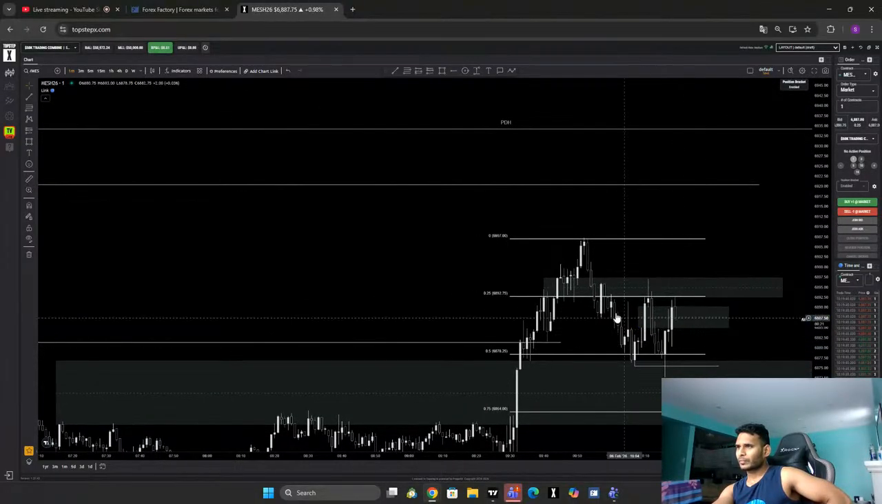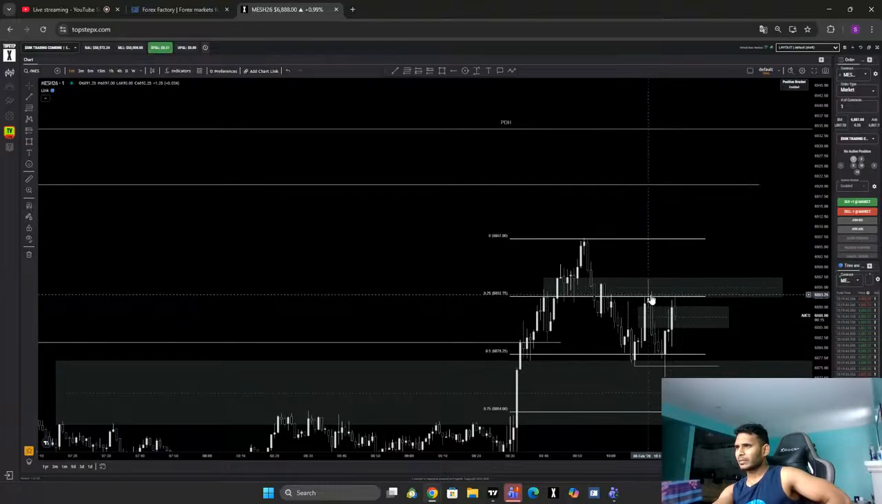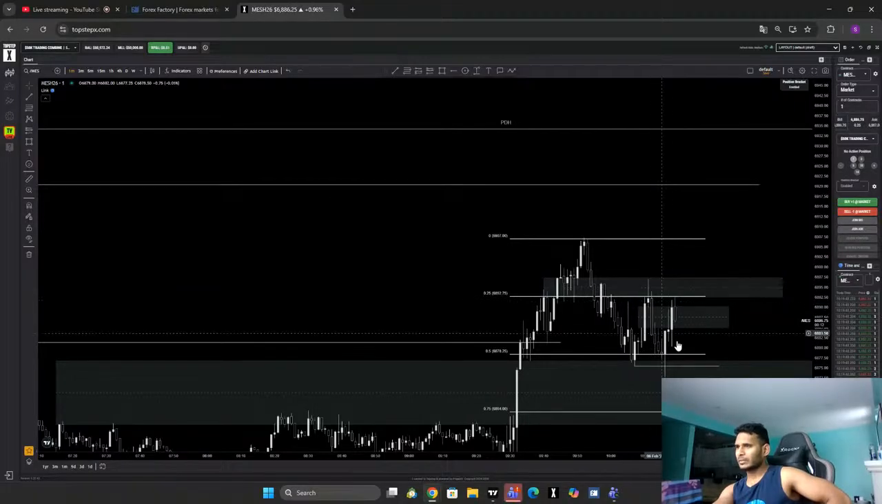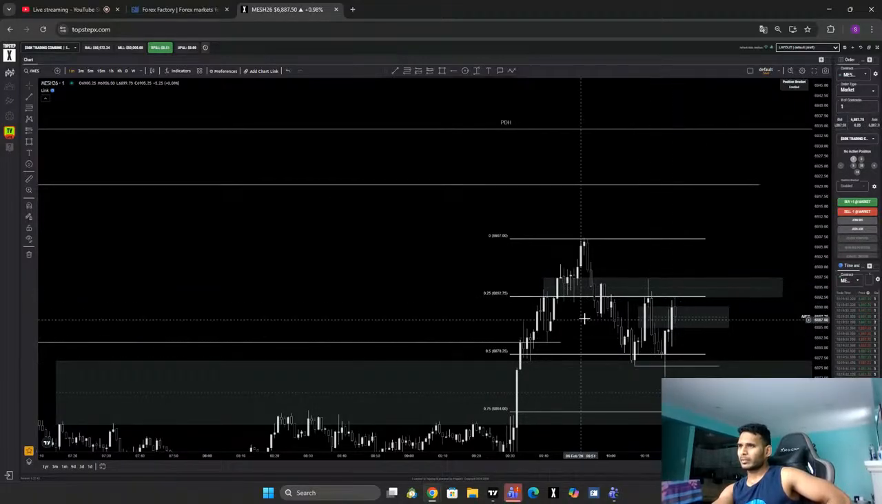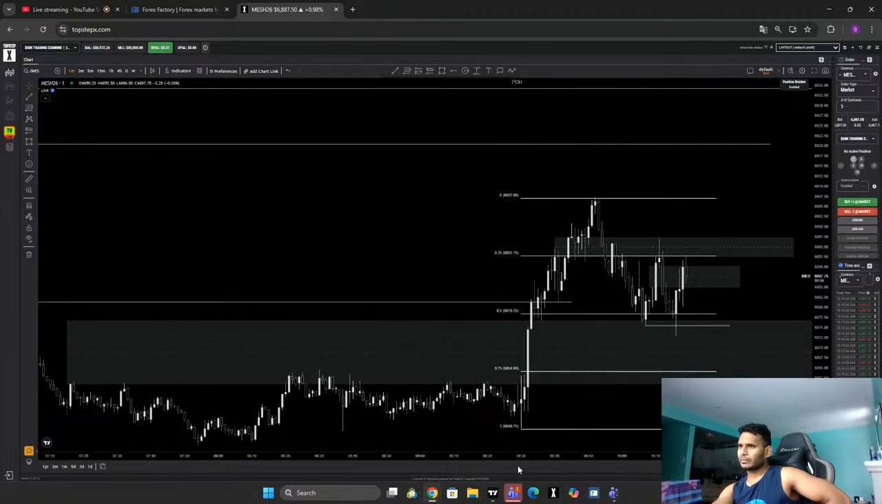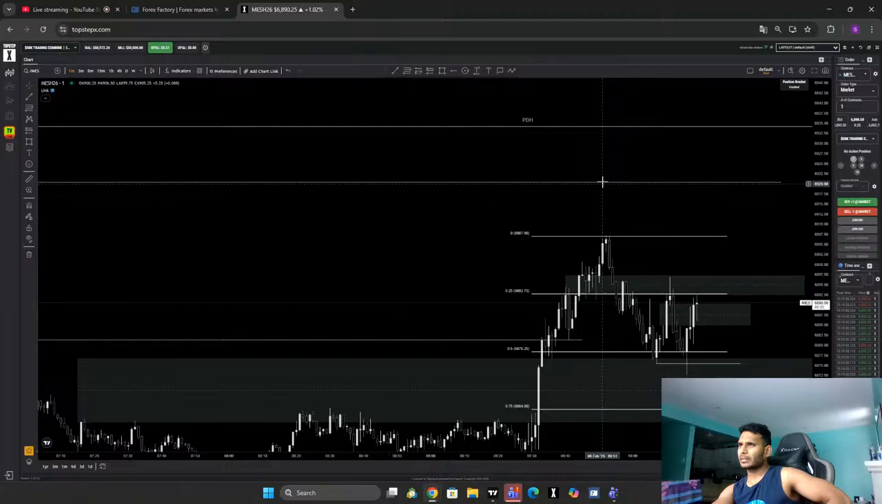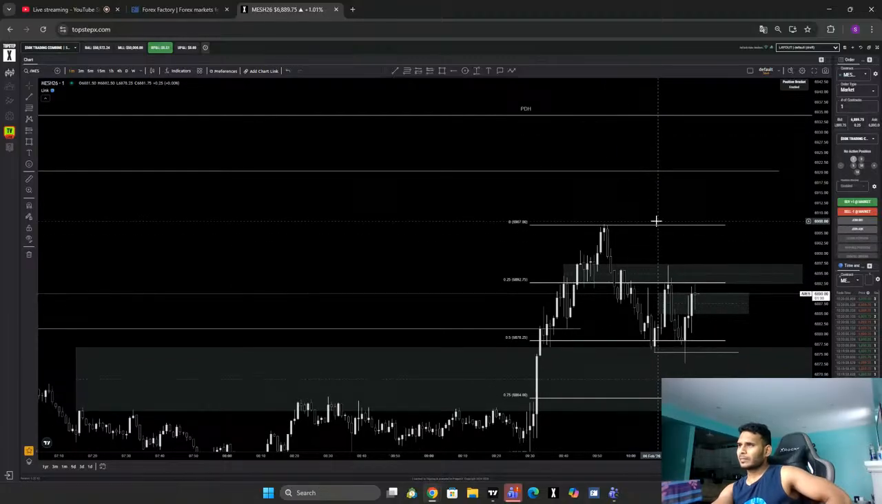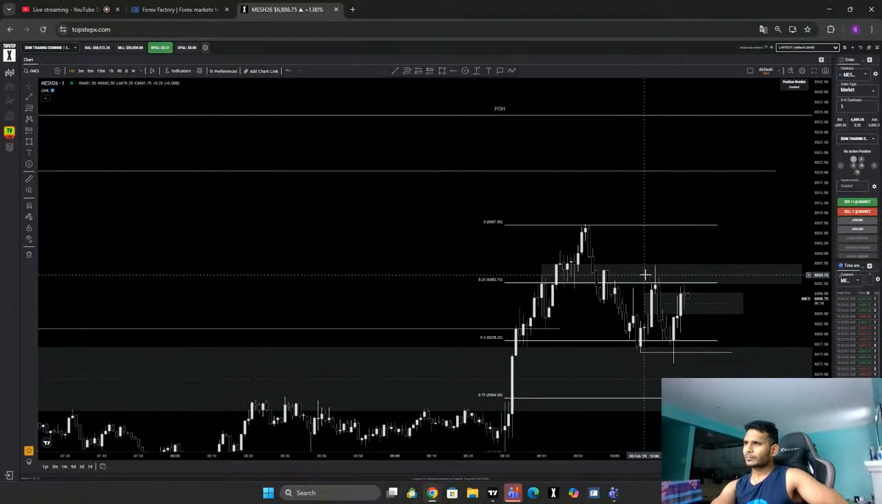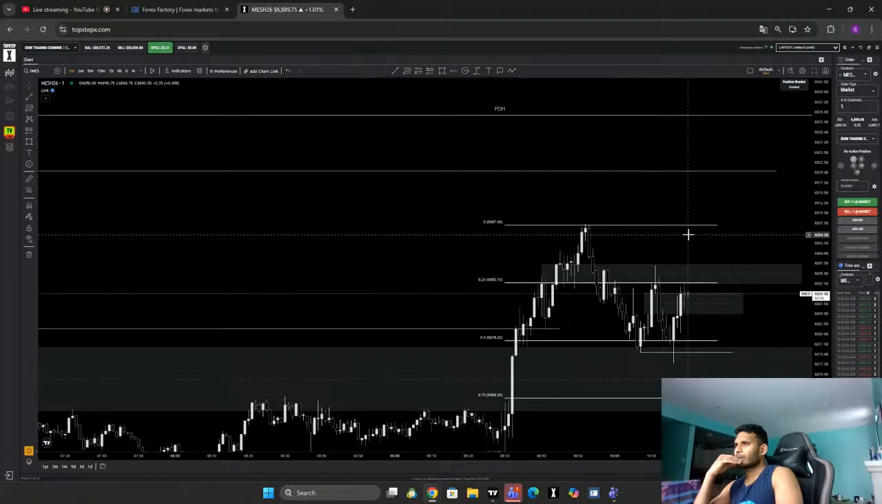Let's see what's going to happen. So far it's nothing. It seems pretty much inverted, but it's not actually. Waiting for the change of the state of delivery, like the body close above this level. I like to see the body close above. Then it's a market maker buy model. It's either range, 50% market maker buy model. We can target this high and this high and this high. But I'm just waiting. I'm not doing anything.